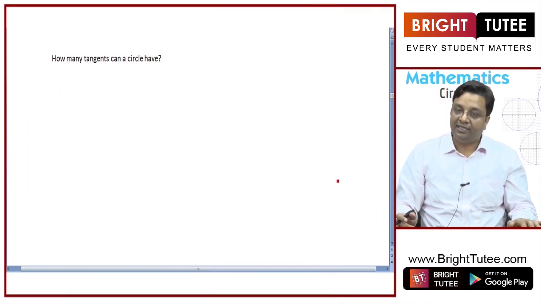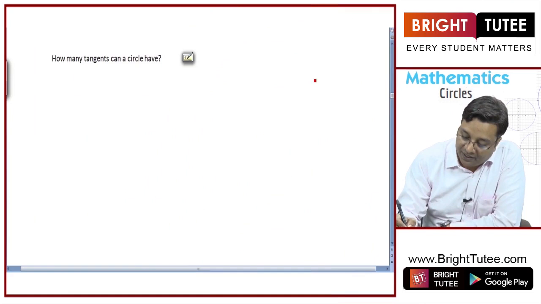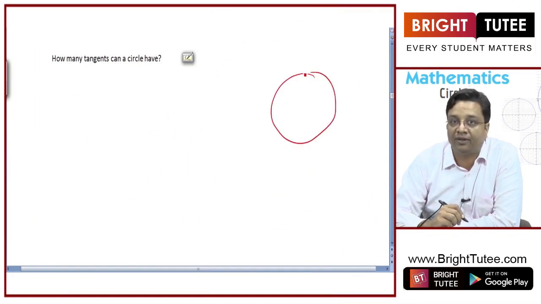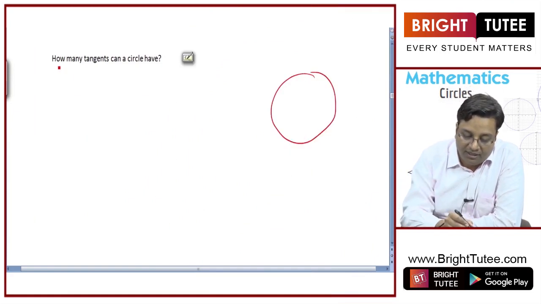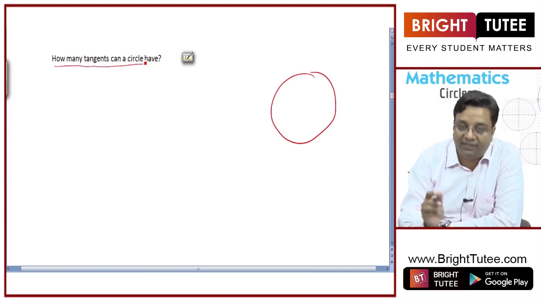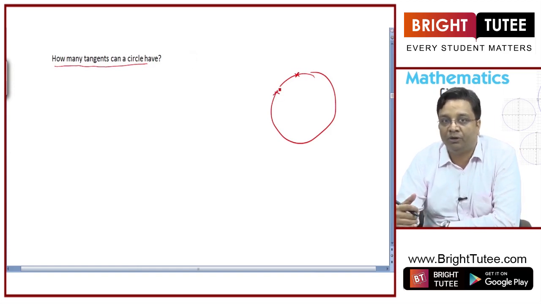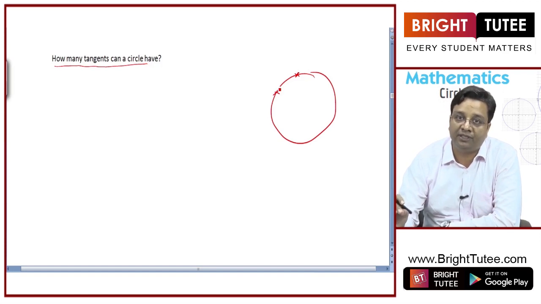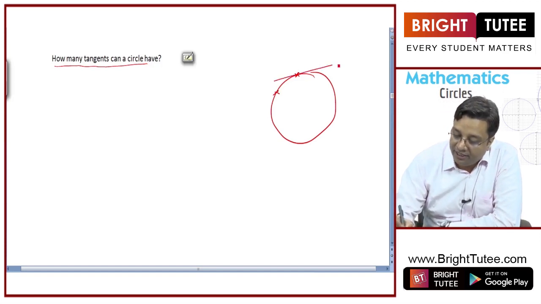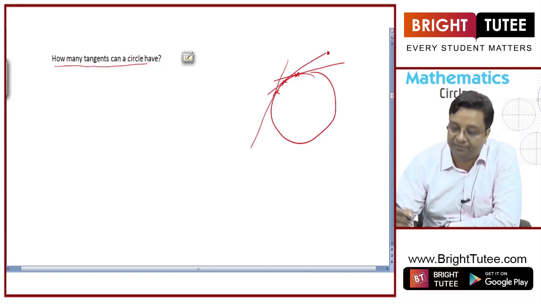How many tangents can a circle have? Let us say this is a circle. Now, the question nowhere says that he needs a tangent on this point or on this point. So, there can be infinite points on the boundary of the circle or on the circumference of the circle. So, there can be infinite tangents for this circle, right? At any point on the circle we can draw a tangent.